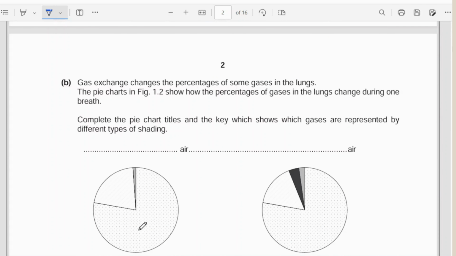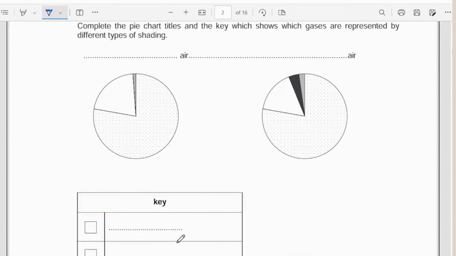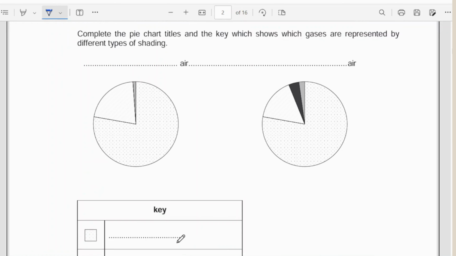Okay, gas exchange changes the percentage of some gases in the lungs. Compare the pie chart and the key, which shows which gases are represented by different types of shading. Okay, this is the key. So what is this here and what is this here? So the larger part, the dotted one, is definitely nitrogen, which remains unchanged. Okay, what about these vertical lines?